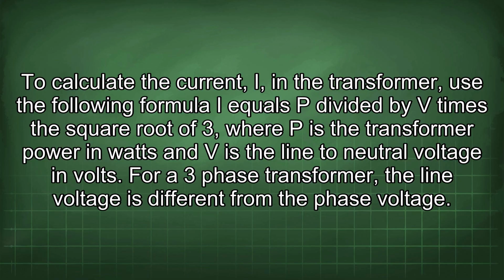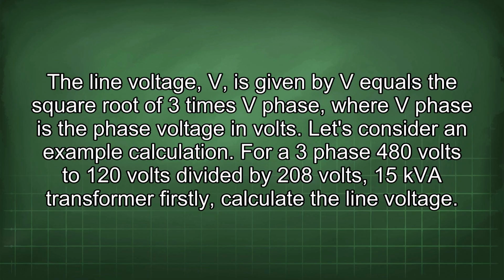To calculate the current I in the transformer, use the following formula: I equals P divided by V times the square root of 3, where P is the transformer power in watts and V is the line to neutral voltage in volts. For a three-phase transformer, the line voltage is different from the phase voltage. The line voltage, V, is given by V equals the square root of 3 times V phase, where V phase is the phase voltage in volts.